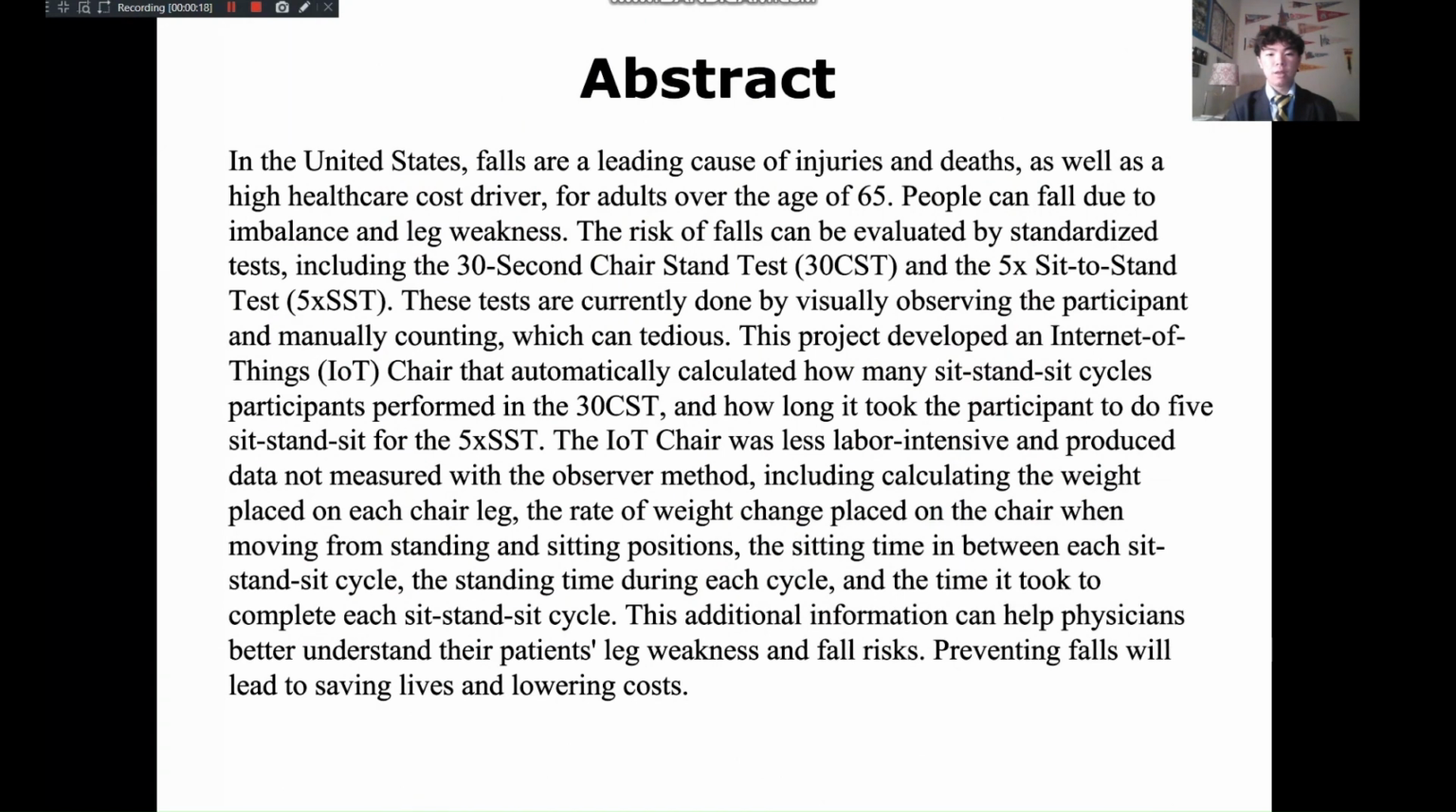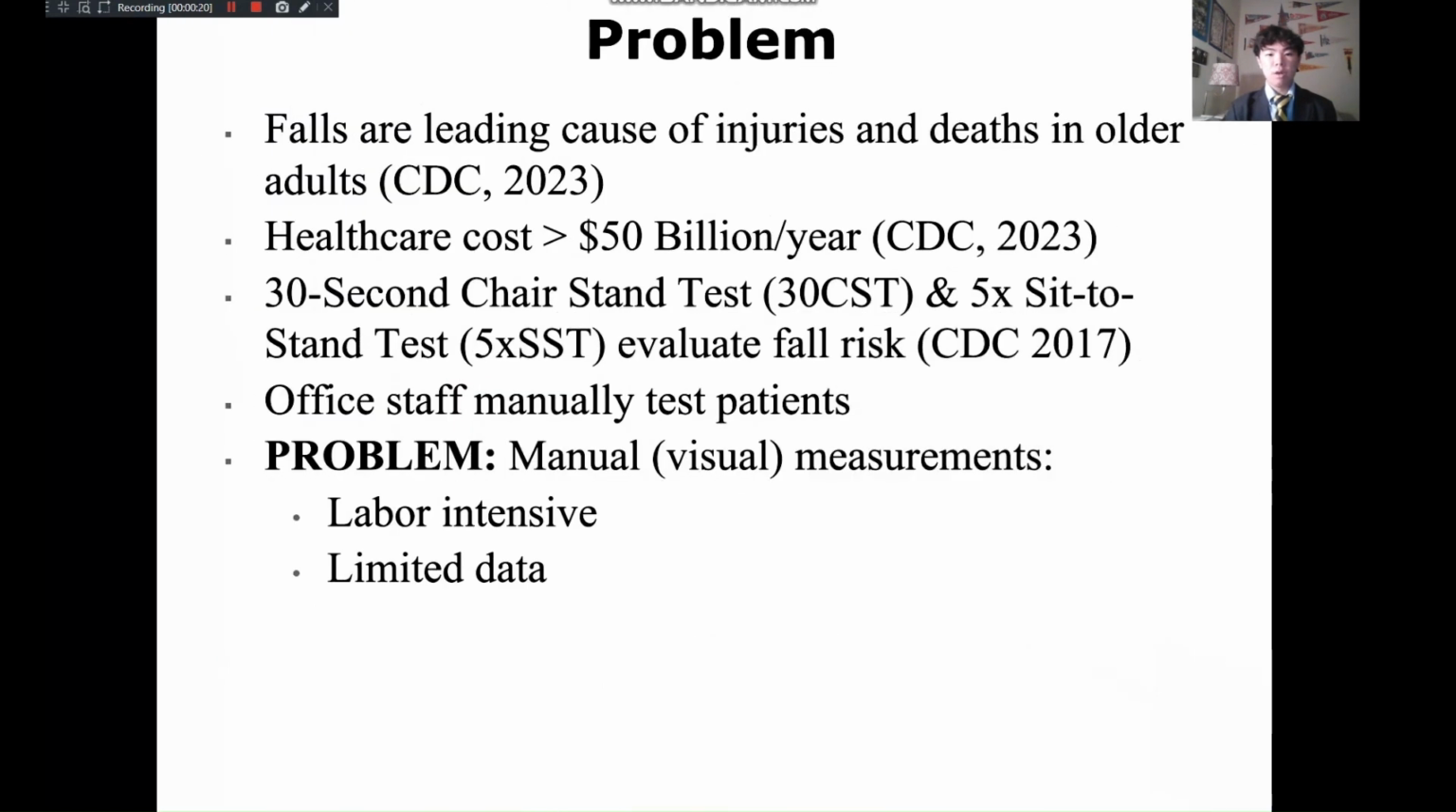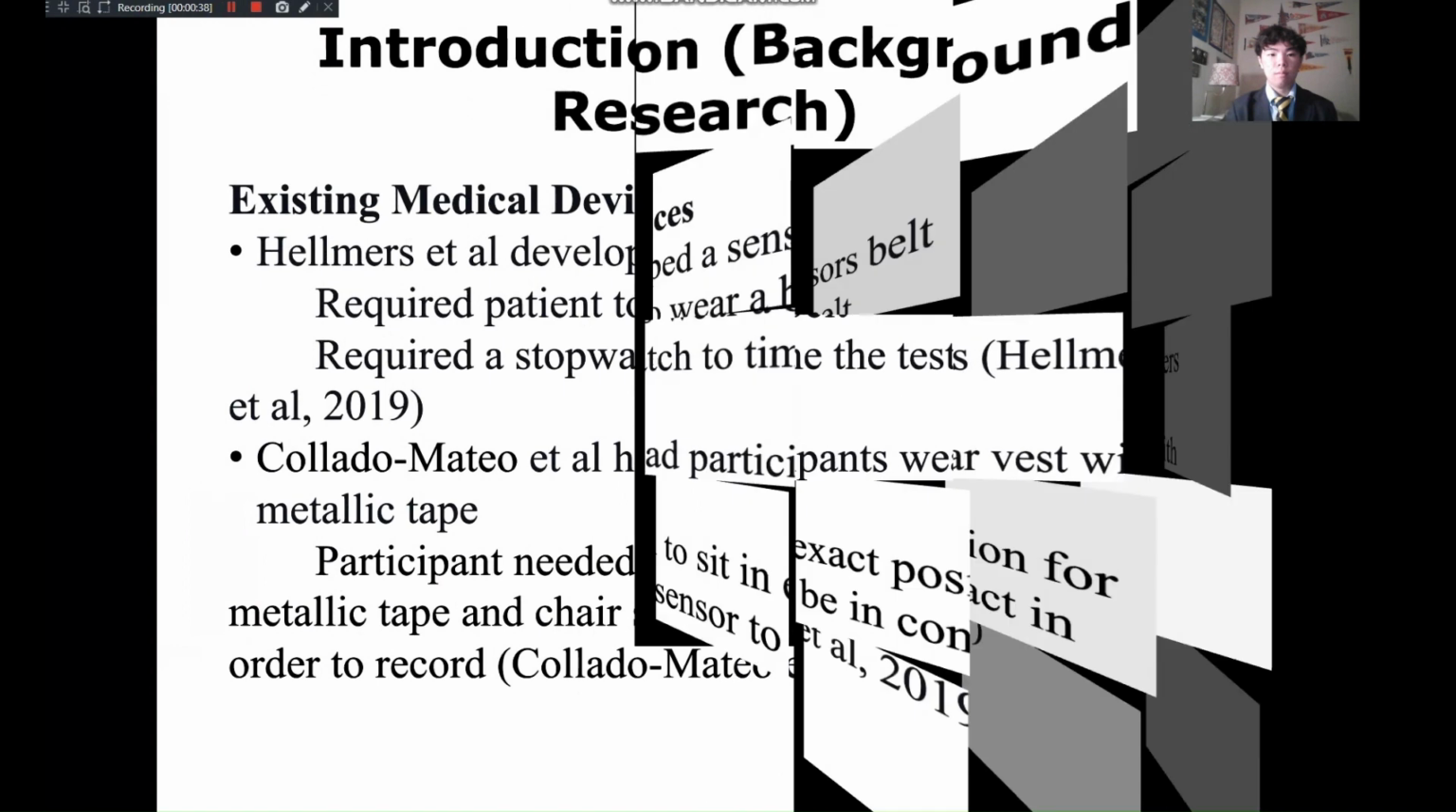Here's our abstract. The problem we're trying to solve here is that falls are extremely dangerous in older adults, and it's also extremely expensive. Two common tests used to assess fall risk are the 30-second chair stand test and the 5-time sit-to-stand test, which office staff manually test patients with. However, these measurements are both labor-intensive and provide limited data.